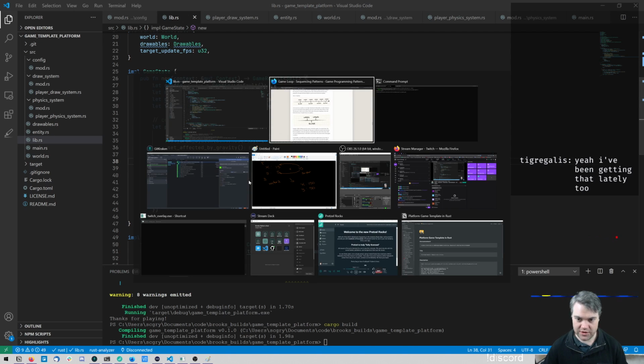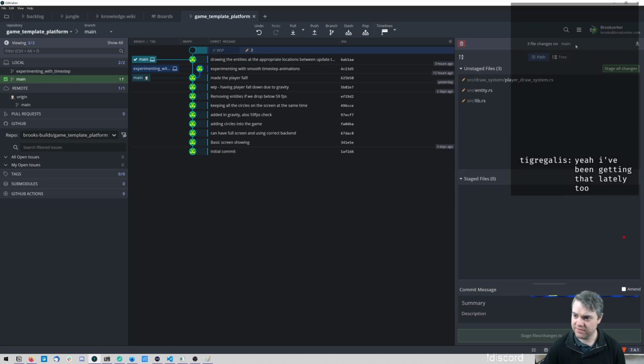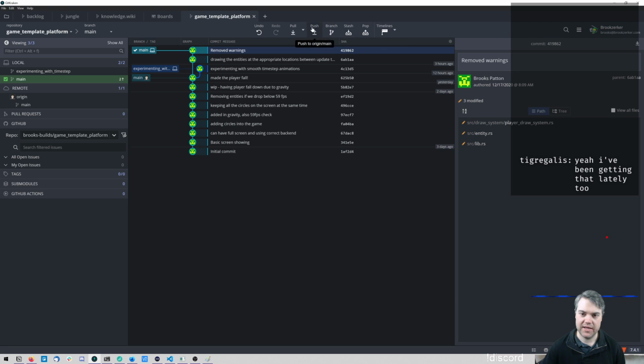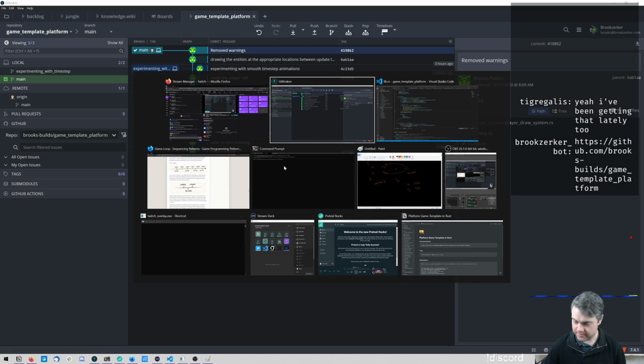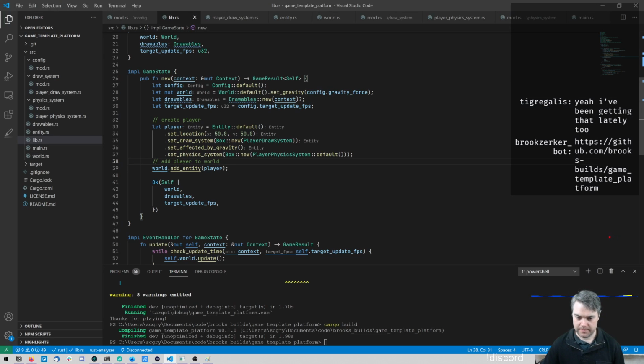All right, let's go ahead and save you all off. So, removed warnings, and push up all this code. All of this is available at the Bang repo. If you want to take a look at everything that we just did in that last branch, we are in the main branch, so it should be pretty easy to find.